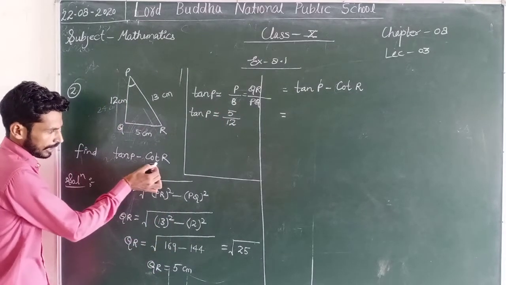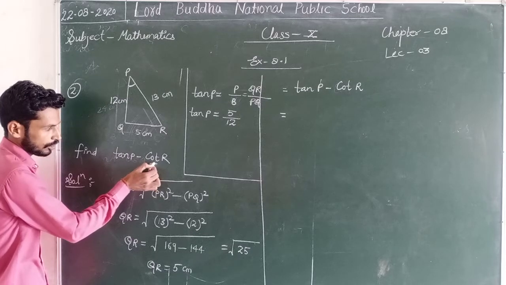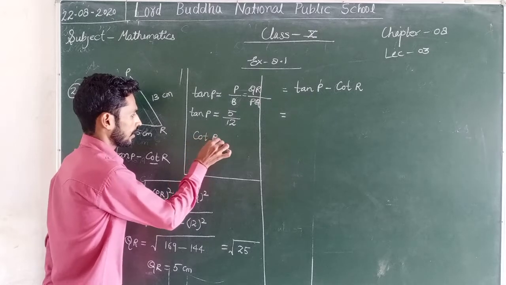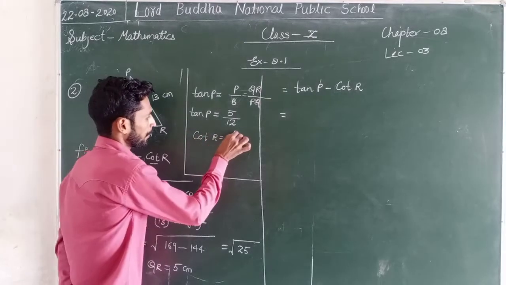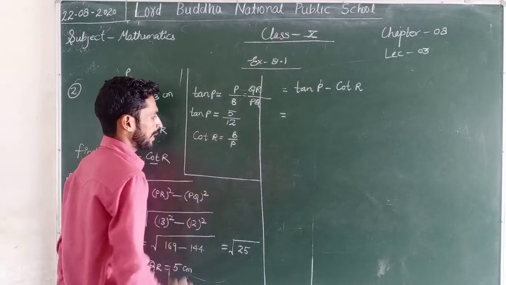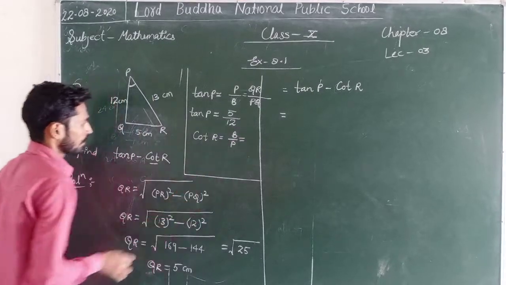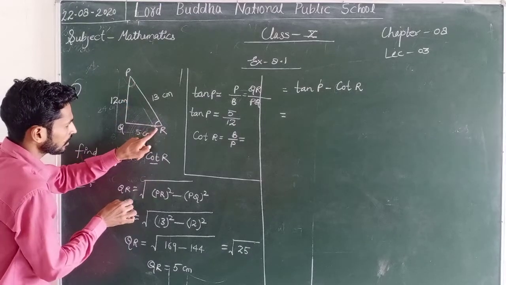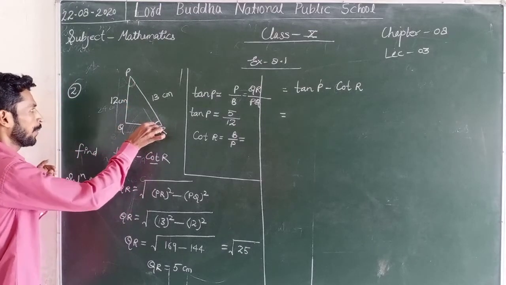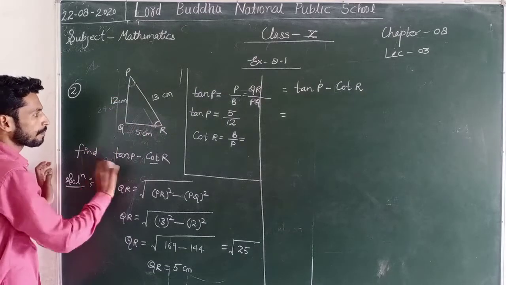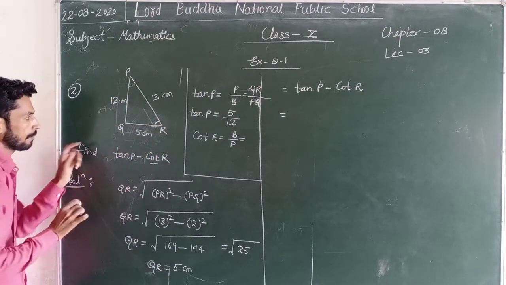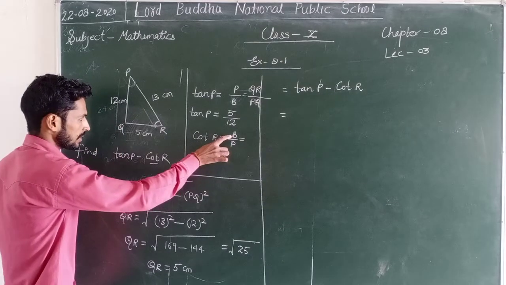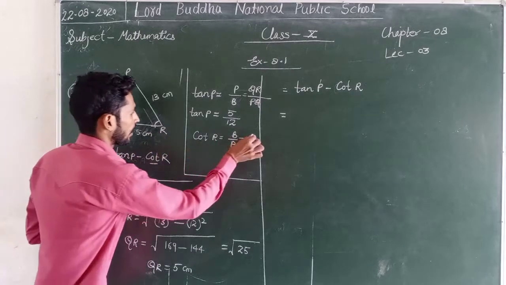The next trigonometric ratio is cot R. Cot R is equal to base upon perpendicular. So the angle R is here. For this angle, perpendicular is PQ and base is QR. So on the place of base, we can write the value of QR.